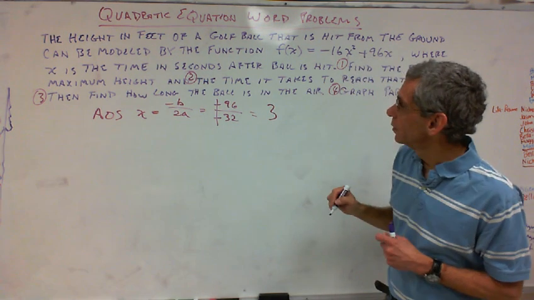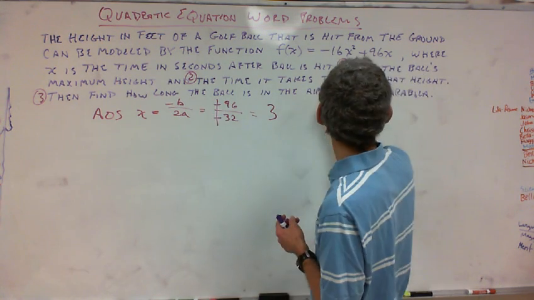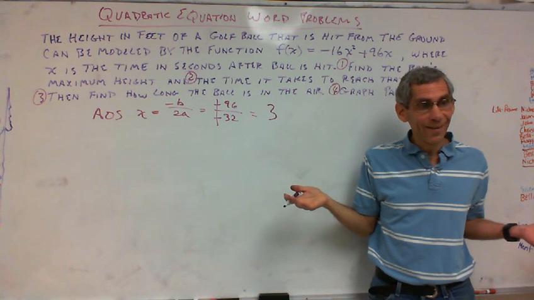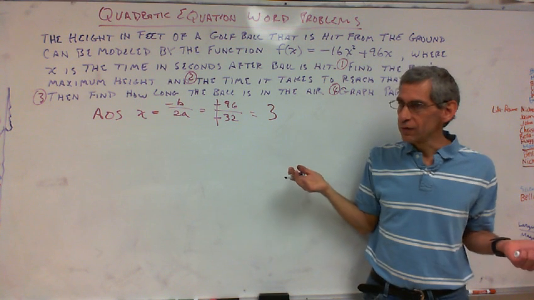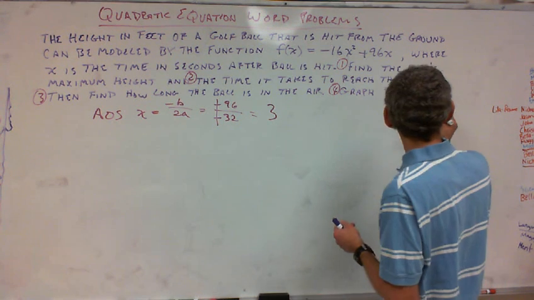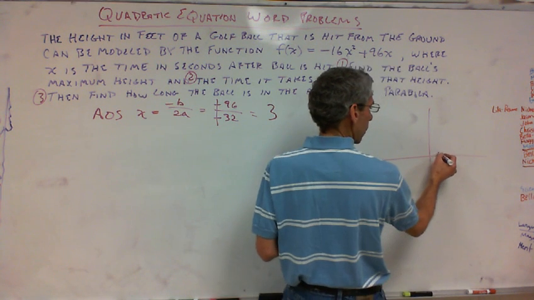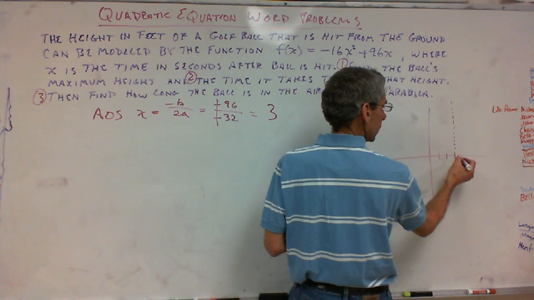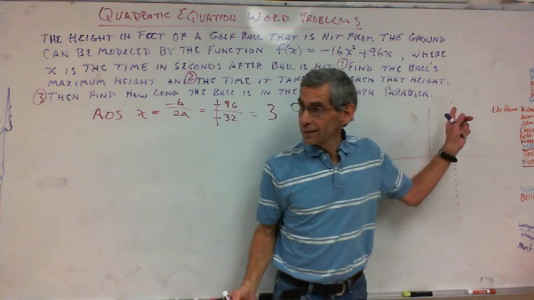That's awesome. So are we done? Let's see. They said find the ball's maximum height. We found x equals 3. Are we done? No, we haven't finished. We know the axis of symmetry. We know that at 3 there is an axis of symmetry that goes up and down. But we know the vertex is somewhere on that line.